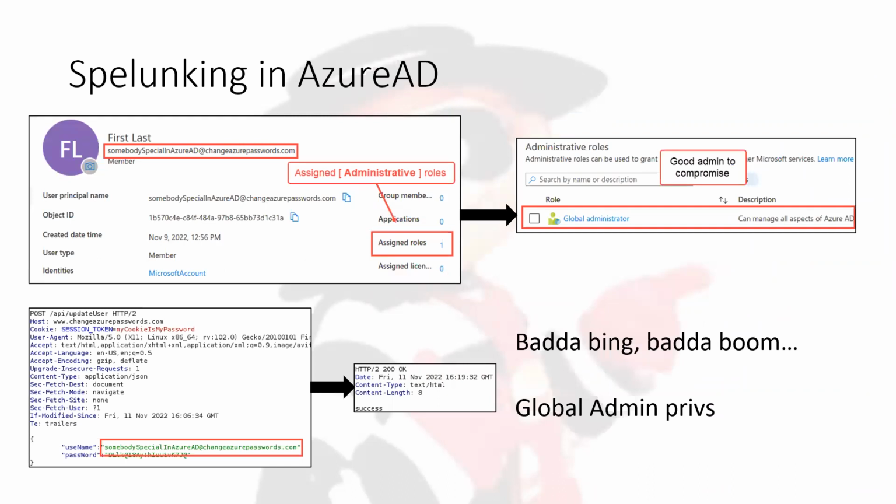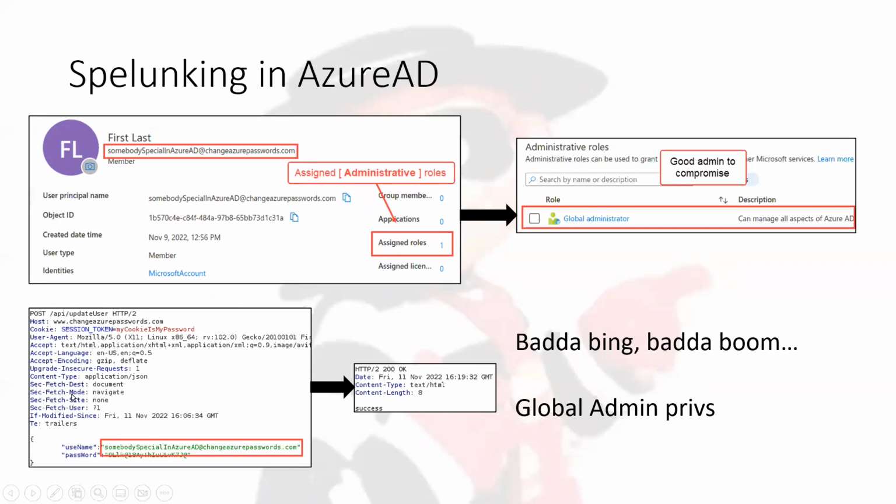So spelunking in Azure AD, I see my profile and I find this user called somebody special in Azure AD. It's like, oh, this is fun. I see assigned roles. They're not a member of a group or application or anything else, but they've been assigned a role. When you see assigned roles in Azure AD, think to yourself, assigned administrative roles. You can probably do administrative stuff. This particular user happens to be the global admin, which is essentially like domain admin in Azure AD. So this is a really good admin to compromise.